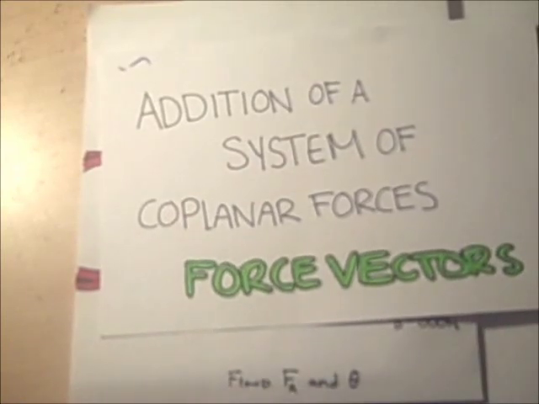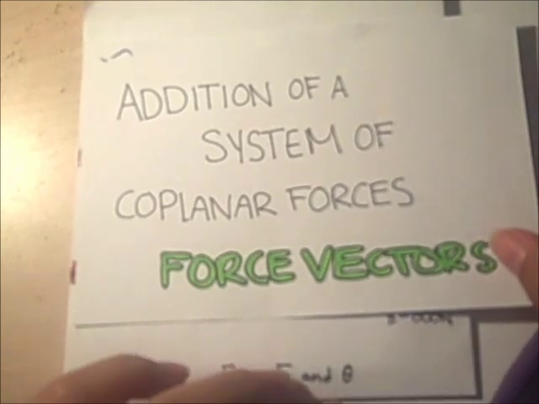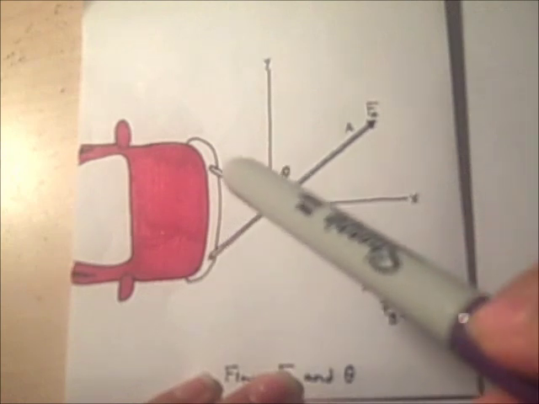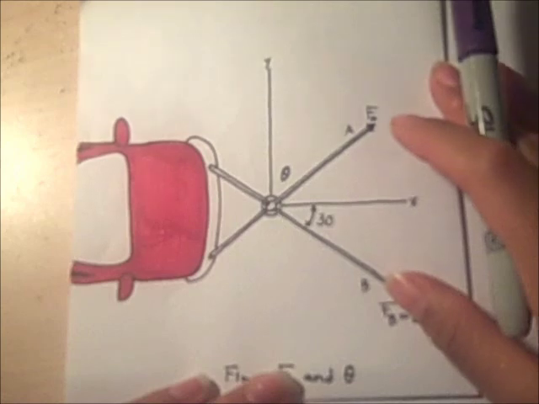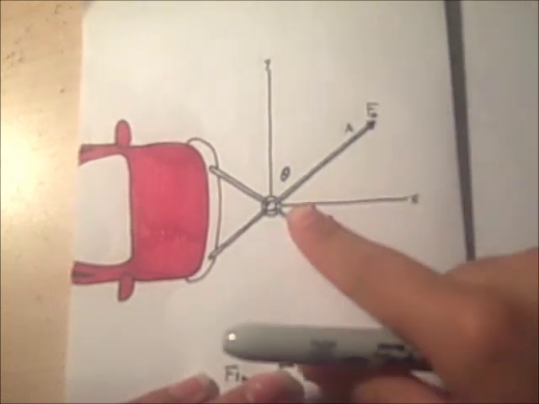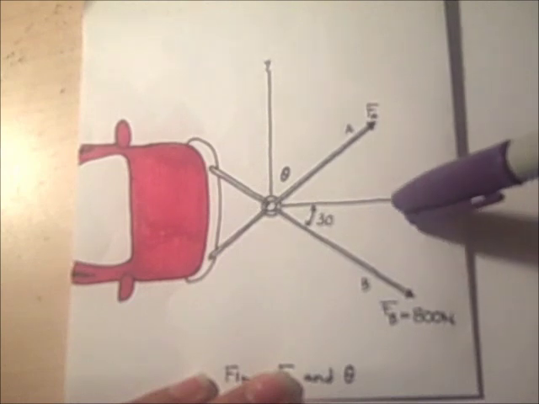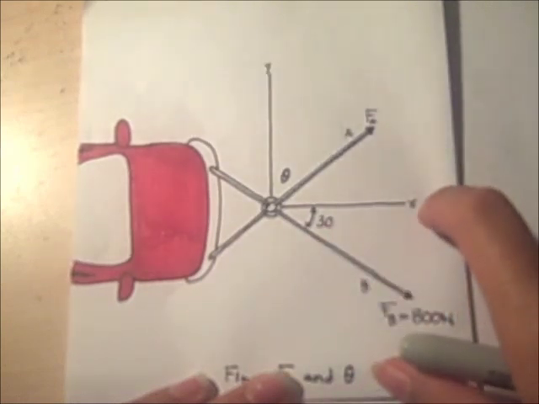Alright, so we're going to be working with force vectors and statics, using addition of a system of coplanar forces. Our question today is a truck being pulled by strings. We need to determine the magnitude of FA and its direction theta so that the resultant force directed along the positive x-axis is 250 newtons.